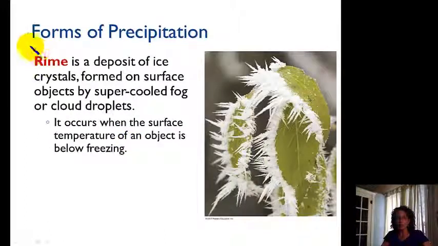One last form of precipitation is rime. This is beautiful, delicate ice crystals, and this is formed from supercooled fog or cloud droplets. And so it's really cold, and so it's like glaze, but it's much smaller droplets, so they form these really beautiful, delicate ice crystals. So there we have our forms of precipitation.